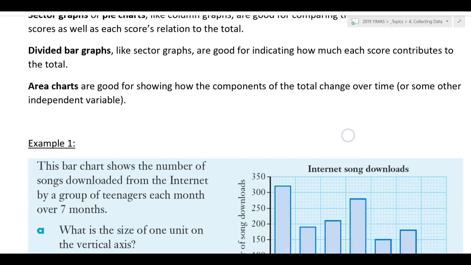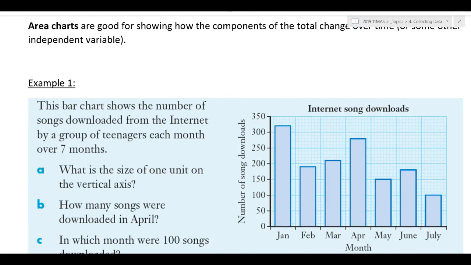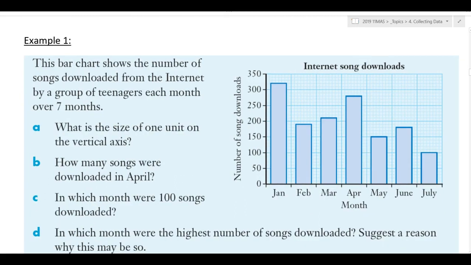Rightio. Here is an example. These tend to get a bit long. We have a column graph here, right? A column graph or a bar chart, if you like. We've got some things there. What is the size of 1 unit on the vertical axis?